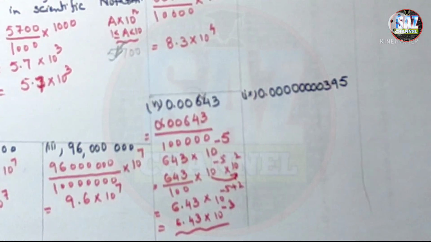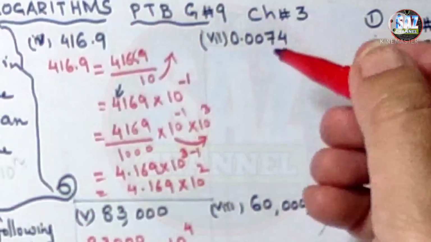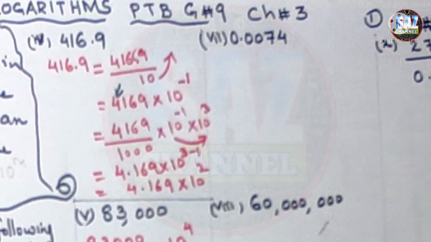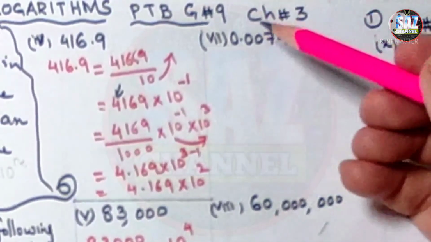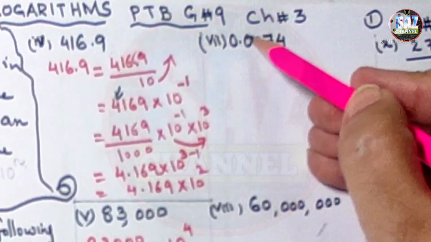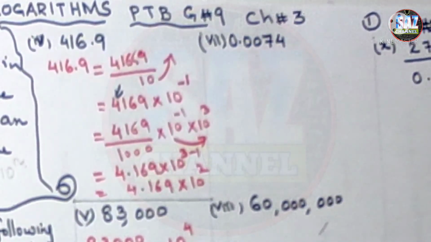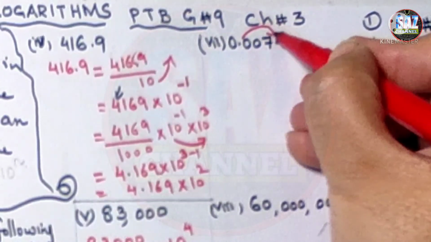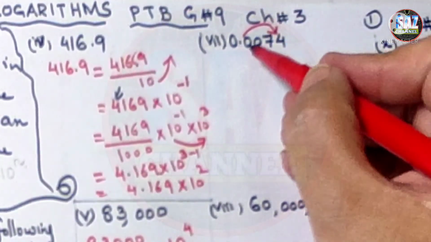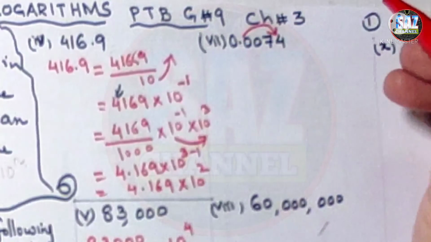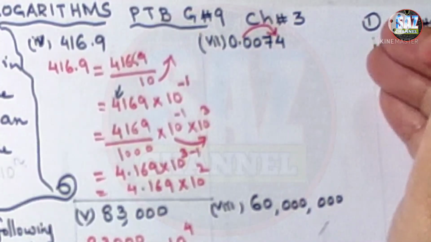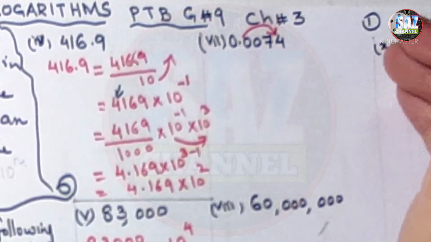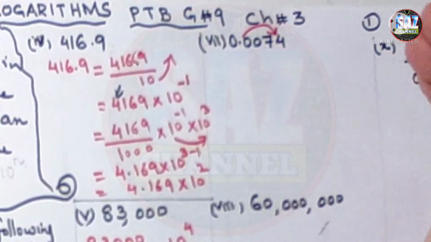And coming to the next part, that is 0.0074. Again, first let's try the trick, and then we'll be confirming it with actual working. It means that I have to bring the decimal between 7 and 4. Again, how many moves? 1, 2 and 3 moves towards which side? Right side. So I hope this will be 7.4 multiplied by 10 raised to power minus 3.